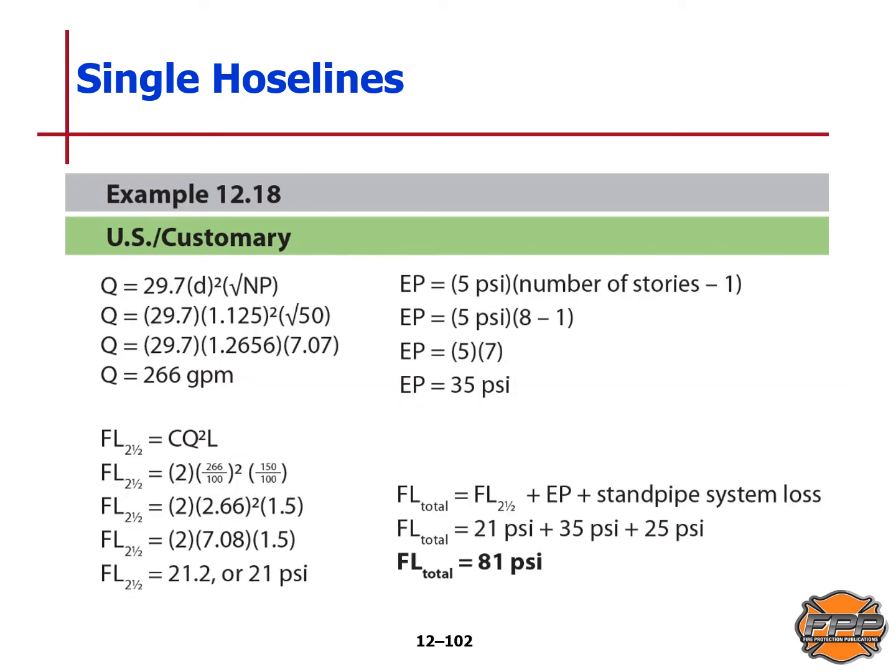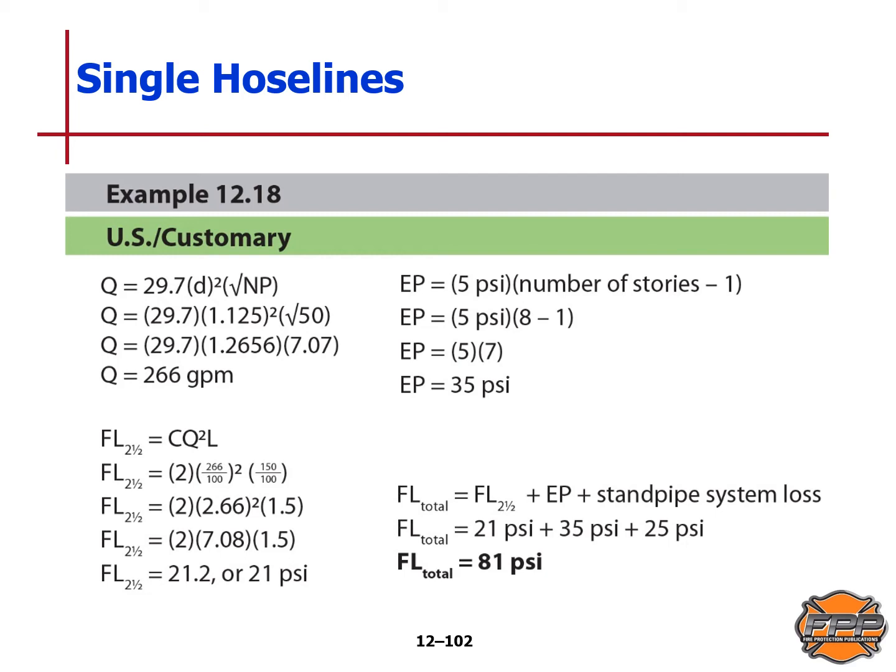So using that example, let's figure this out. On the top left, we have Q, which is our flow rate, equals 29.7, which is our coefficient, times the diameter of the tip squared, times the square root of the nozzle pressure. When we plug in the math, we get 29.7 times 1.125 squared times the square root of 50. Calculate that out, you get 29.7 times 1.2656 times 7.07. And that calculates out to a flow rate of 266 gallons per minute.